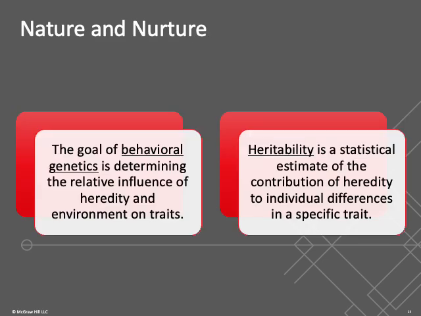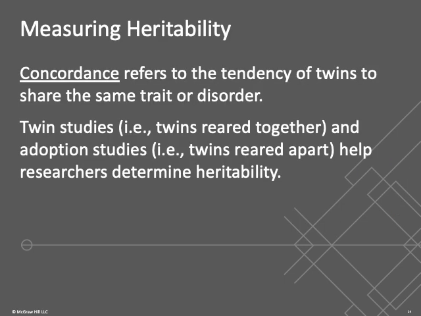Nature and nurture. The goal of behavioral genetics is determining the relative influence of heredity and environment on traits. Heritability is a statistical estimate of the contribution of heredity to individual differences in a specific trait. Concordance refers to the tendency of twins to share the same trait or disorder.